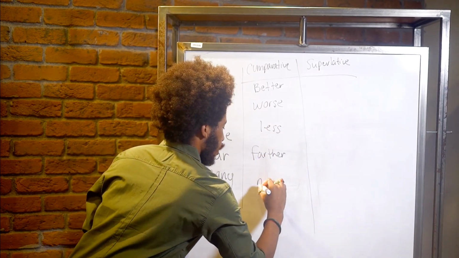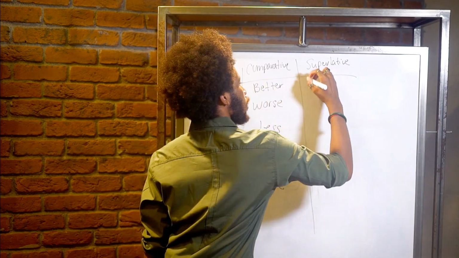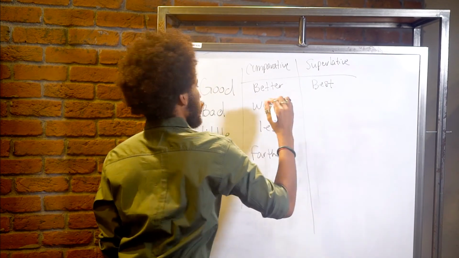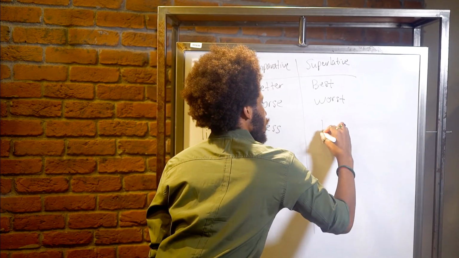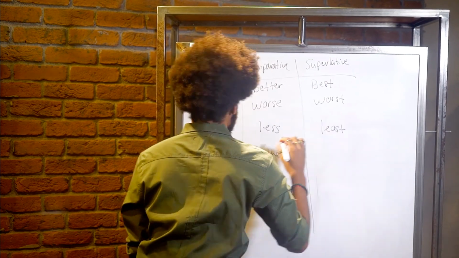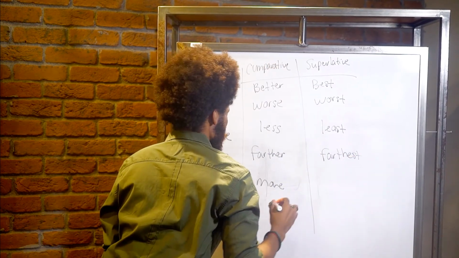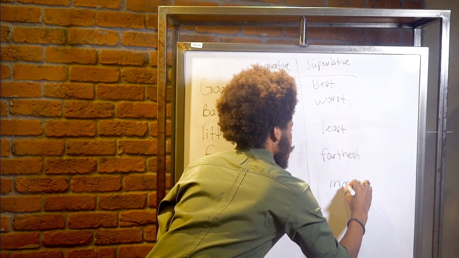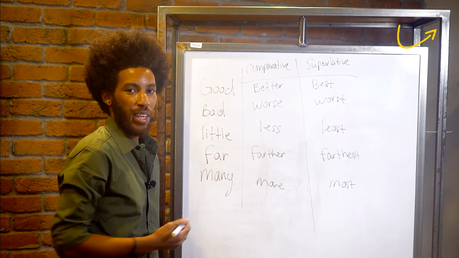Many becomes more. For the superlative version, good becomes best. Bad becomes worst. Little becomes least. Far becomes farthest. Many becomes most. As you can see, most of these words don't have the same root.